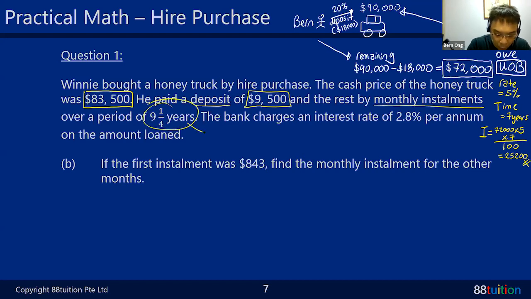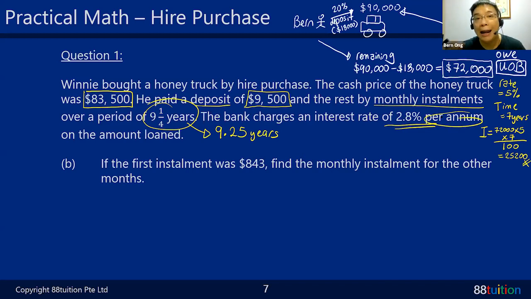All right, 9 1/4 years can be written as what? 9.25 years. 1/4 is 0.25. Okay, just to write for fun. The bank charges an interest of 2.8% per annum. Wow, luckily they never use the word compound. If they used the word compounded, as I told you last lesson, it would be more. So if they never use it, it's always simple interest. If the first month installment is 843, you're supposed to find the monthly installment for the remaining months.